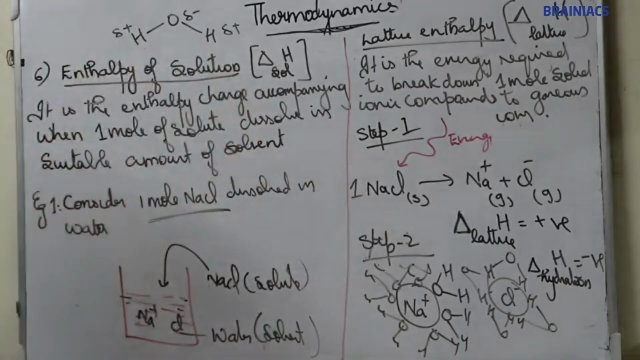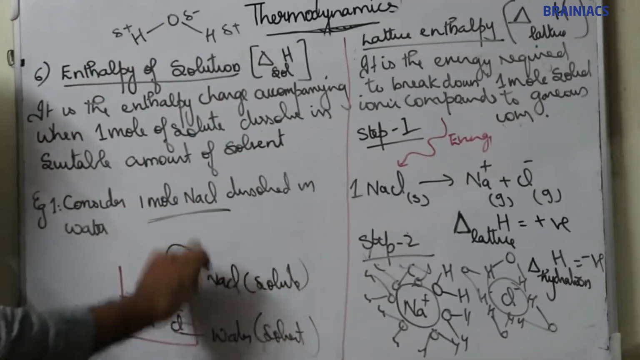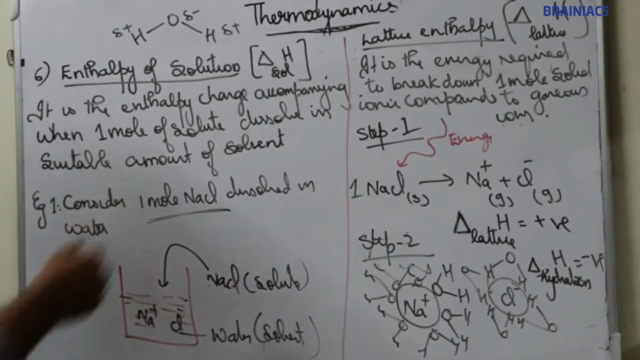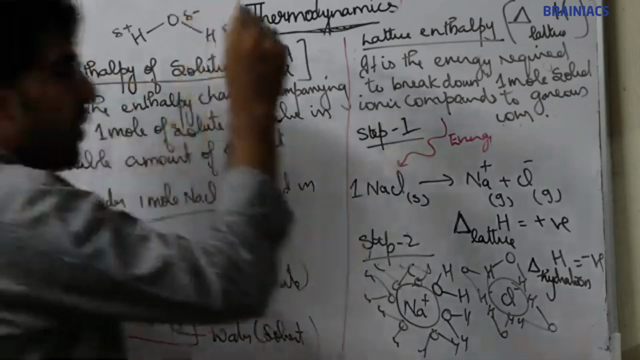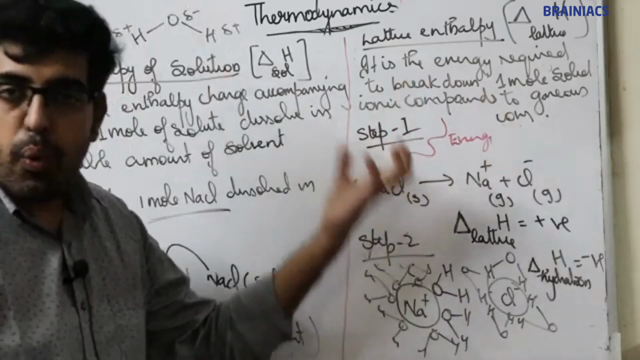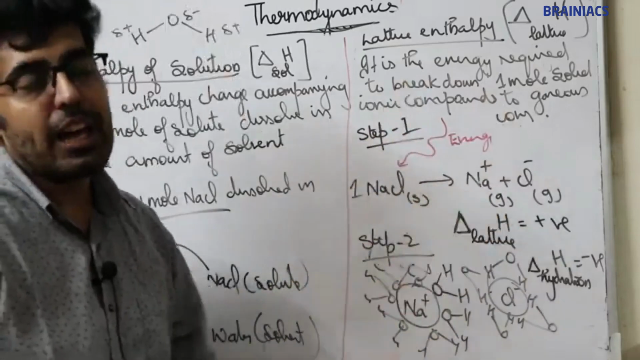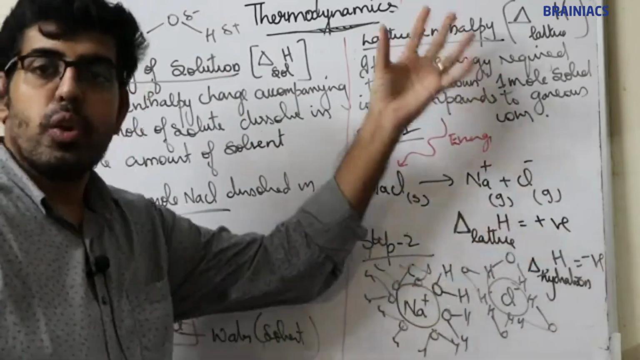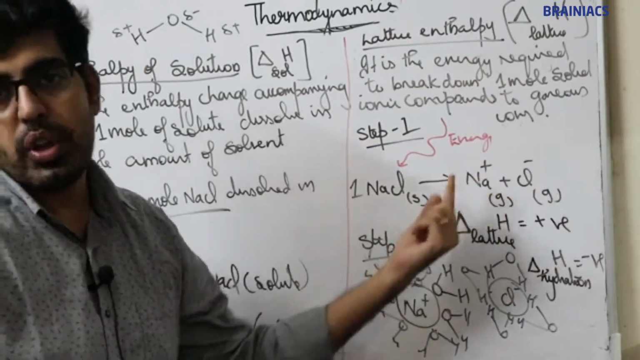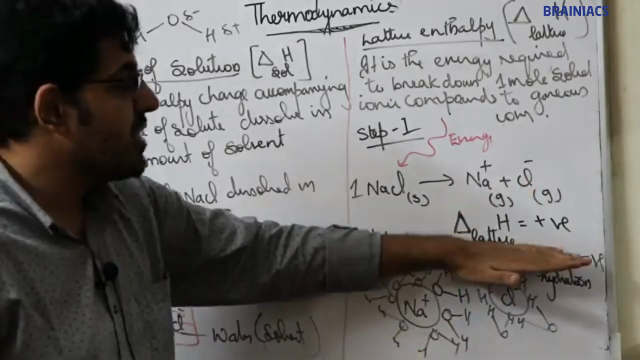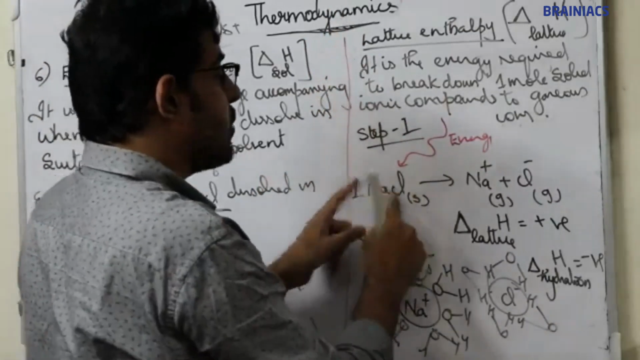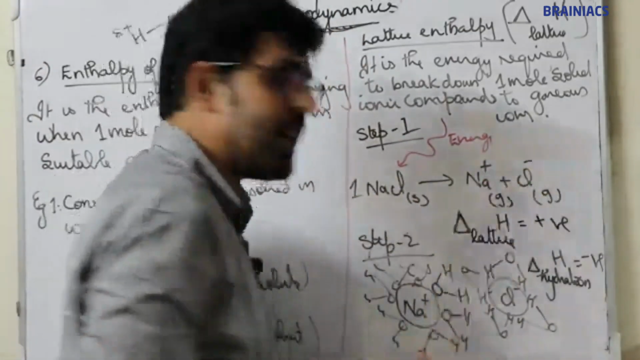Now, if we add 1 mole of NaCl solute to the solvent water, this NaCl first splits to form Na plus gas and Cl minus gas. Energy required for that process is known as lattice enthalpy. So lattice enthalpy is positive because energy is absorbed to break down a solid ionic compound to the corresponding gaseous ions. It is the energy required to break down 1 mole of solid ionic compound to corresponding gaseous ions.